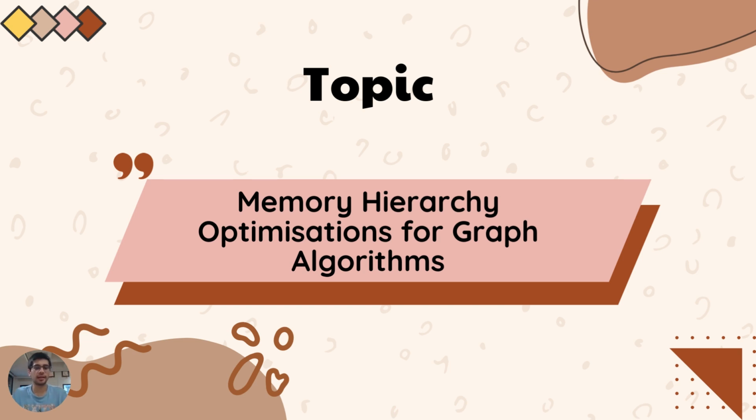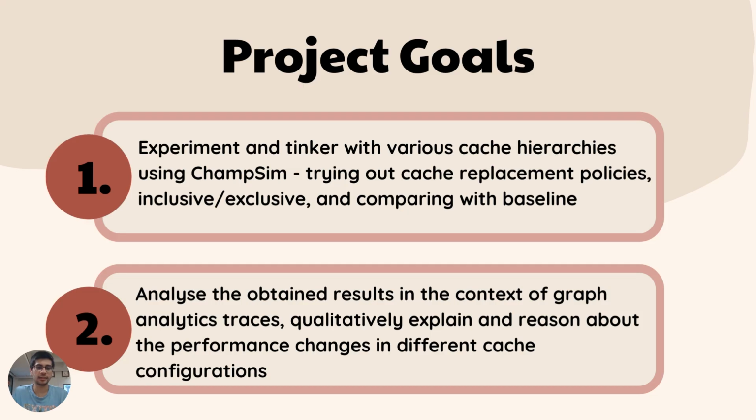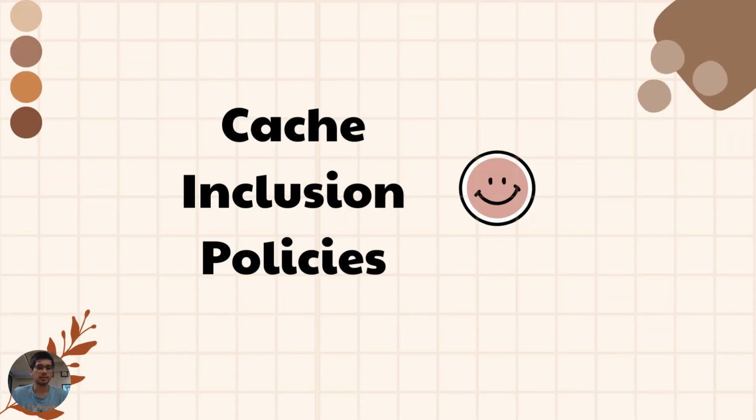Okay, our topic is memory hierarchy optimizations for graph analytics. The goal of the project was, first, to experiment and tinker with various cache hierarchies using the simulator ChampSim. We tried out various cache replacement policies, cache inclusion policies, and different sizes of the caches, and we compared them with the baseline. Second, we try to explain what the results are in the context of graph analytics. We use traces such as single source shortest paths, breadth first search, and others.